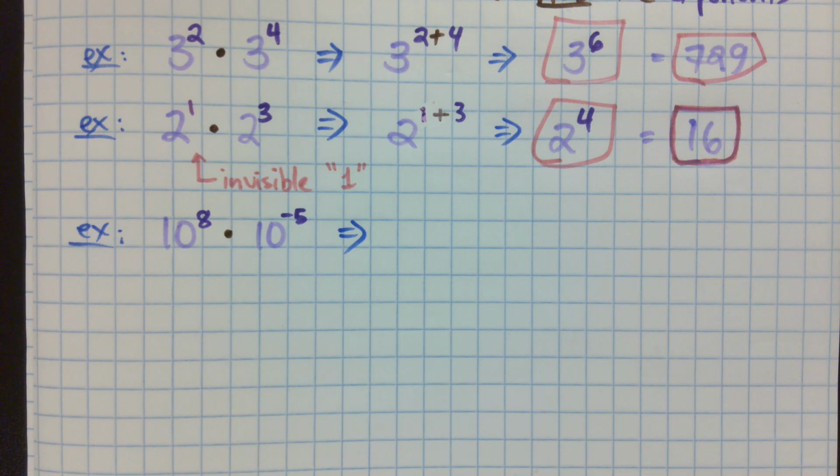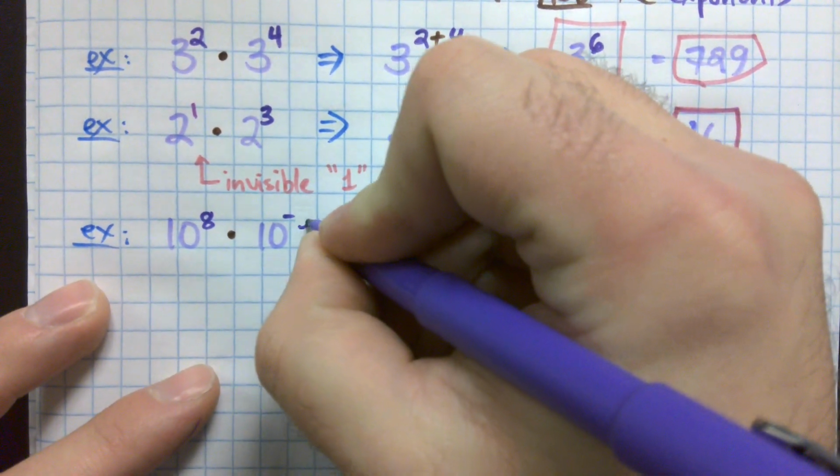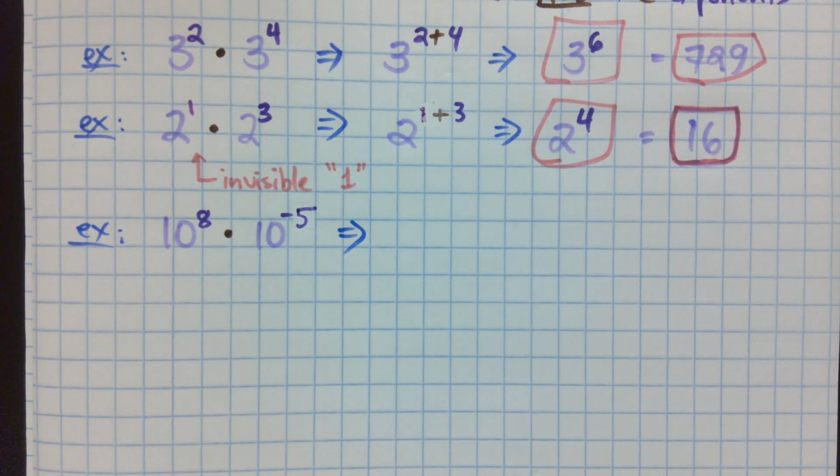Let's finish notes first. 10 to the 8th times 10 to the -5. Sorry, that should be a -5. Let me fix it. So just leave some space at the top, and then I'll get you my notebook after you copy it down. So 10 to the 8th times 10 to the -5.